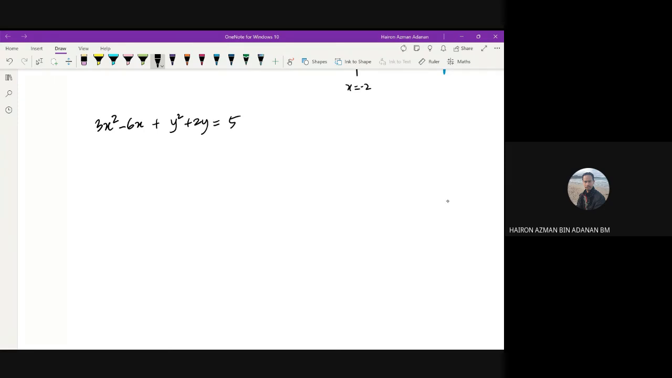So we factorize 3x squared minus 6x. Okay, leave a little space. Plus, this one no need to factorize, y squared plus 2y, leave a little space, equal to 5. Okay, so next we need to add up, minus plus. Can you see what I did? Minus. Okay, what value do we need to put inside the bracket? Half times negative 2, so negative 1 here. Negative 1 here. Half times 2 is 1 here.